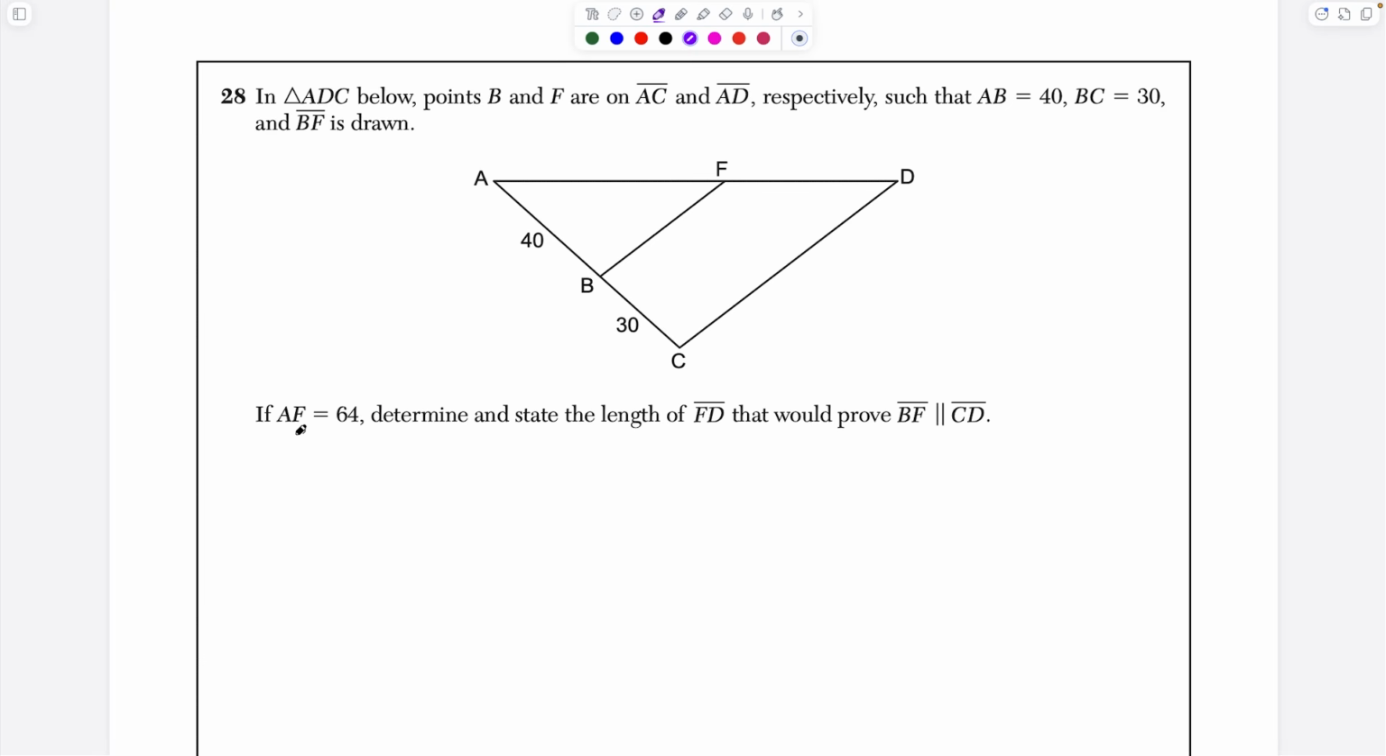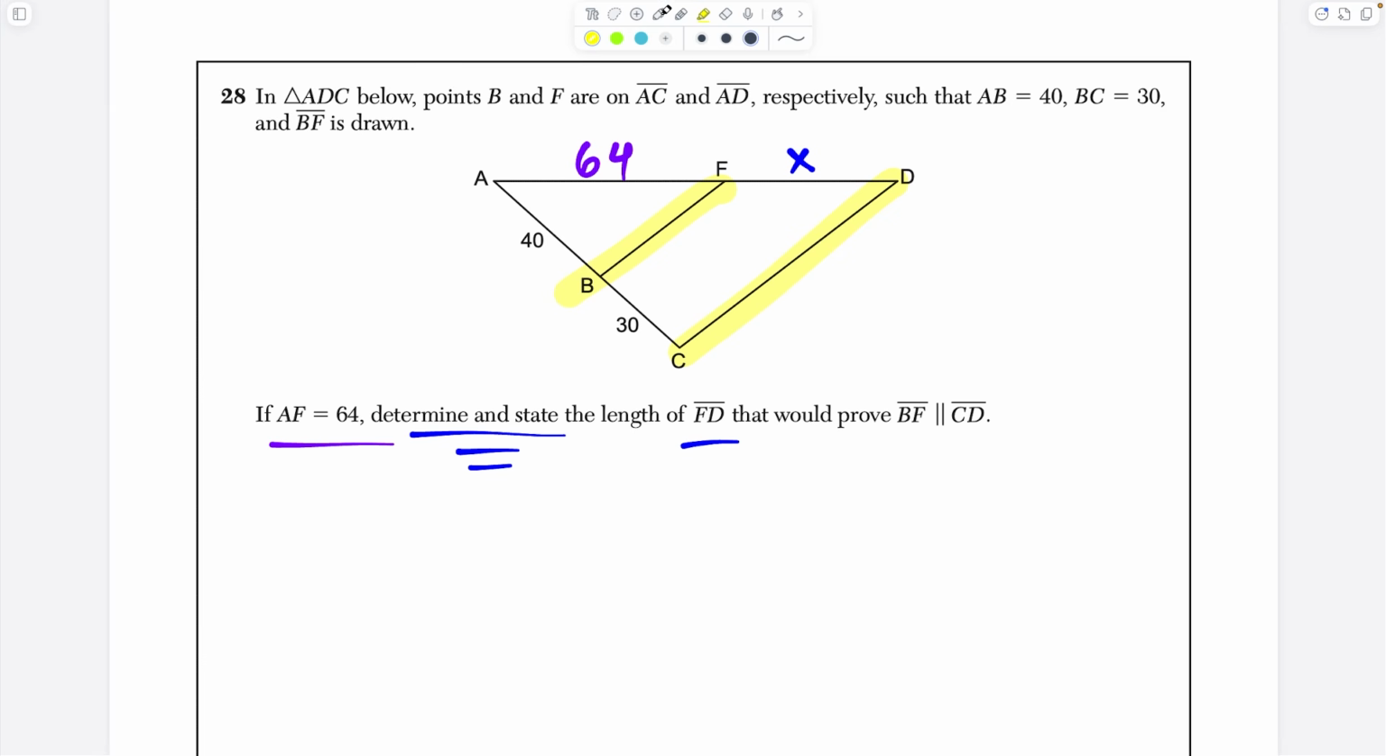So for this question, the first thing I would do is transfer the rest of this information over to the picture. So we have AF equals 64, and our goal is to determine and state the length of FD. So for FD, I'm going to put an X over here, and we want to know what value of X, or what measure for FD, would make BF parallel to CD. Here, we're not allowed to assume that these are parallel. We have to find the value of X that would make them parallel.